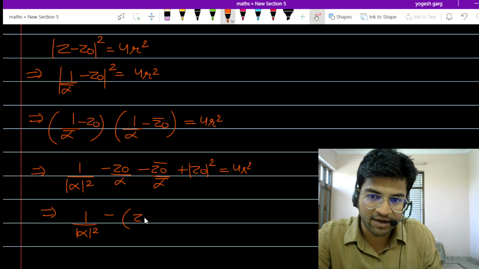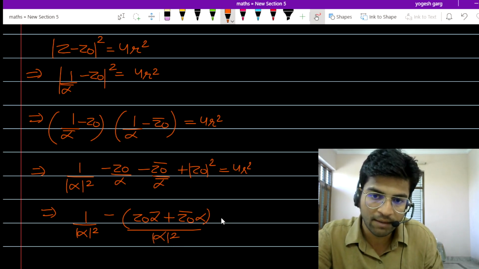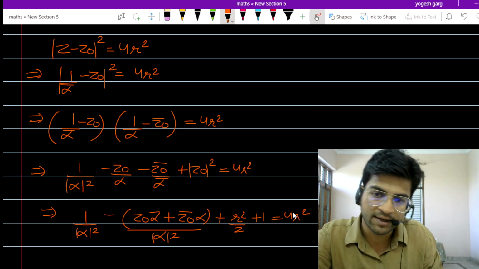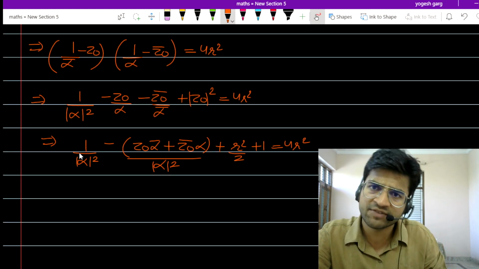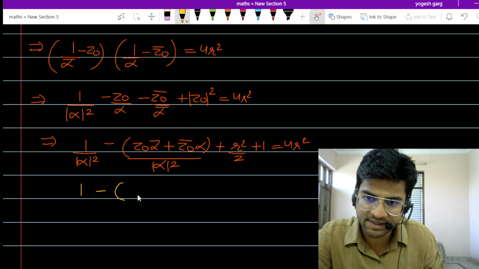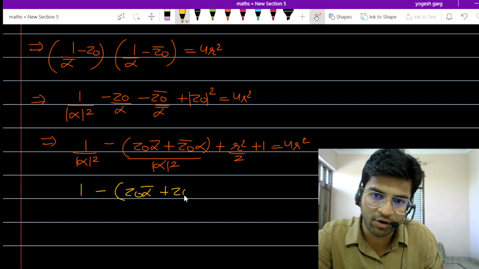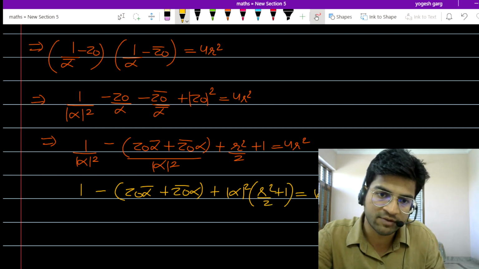So minus z naught alpha conjugate plus z naught conjugate alpha upon alpha into alpha conjugate, mod alpha square, plus z naught square, into r square by 2 plus 1, is equal to 4r square, right? Let us simplify it a little bit more. Multiply this with mod alpha square. So this will be 1 minus z naught alpha conjugate plus z naught conjugate alpha plus mod alpha square into r square by 2 plus 1 is equal to mod alpha square into 4r square. So 4 over here and r square over here.